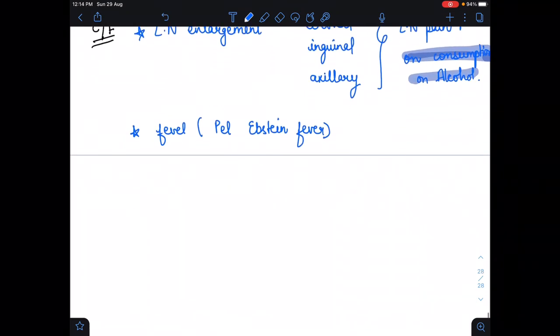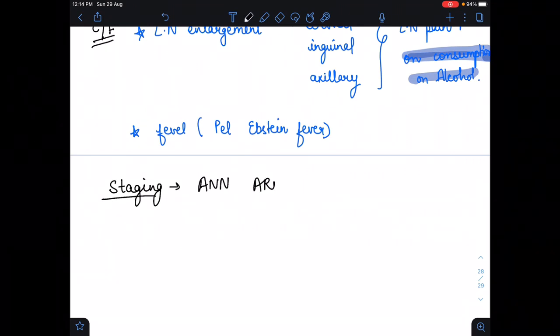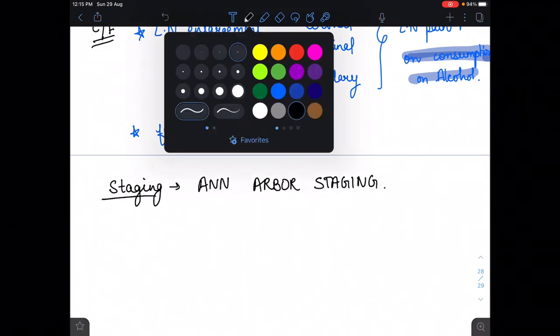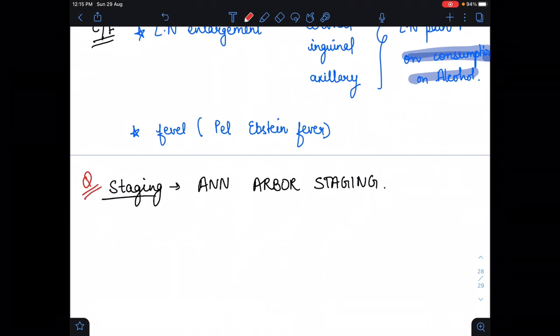And what is the staging for Hodgkin lymphoma? The staging for Hodgkin lymphoma is Ann Arbor staging. Please remember it. Ann Arbor staging is for Hodgkin lymphoma. This is a previous year question. Please remember that the questions which I marked as questions are all previous year questions. So the staging for Hodgkin lymphoma is Ann Arbor staging.